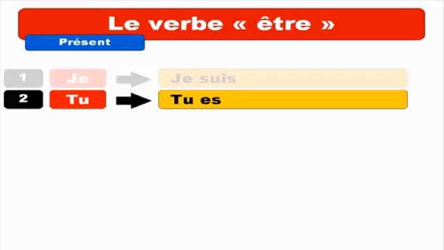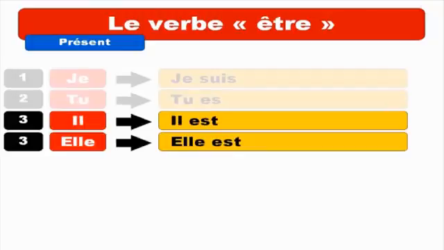Tu es. Okay, and then for il, masculine, il est. So it's quite strange because it does sound the same as tu, okay, but then there is this final T, but you don't pronounce it. So, il est. Repeat.